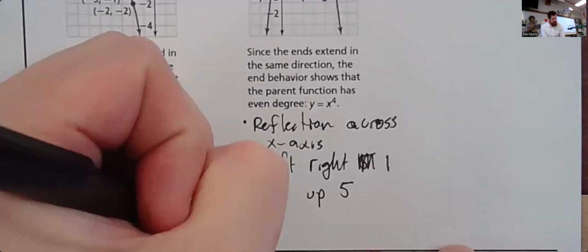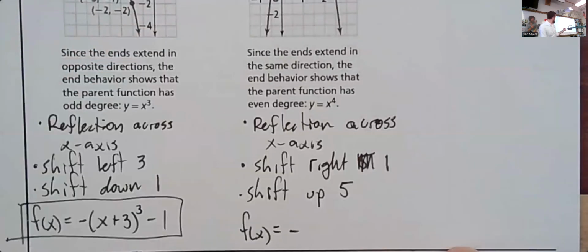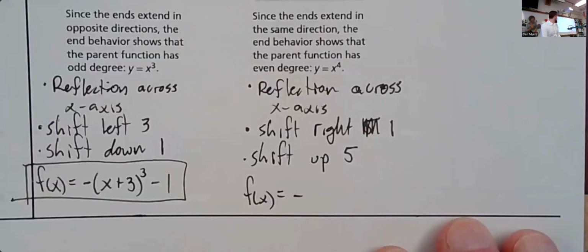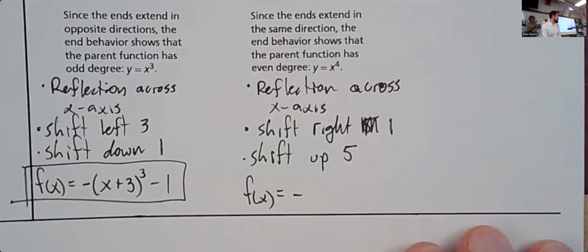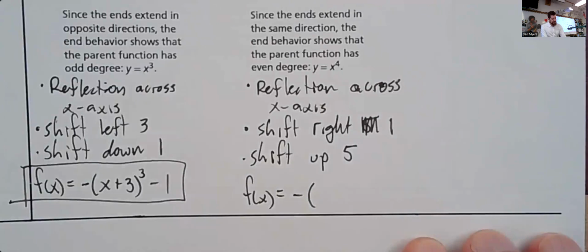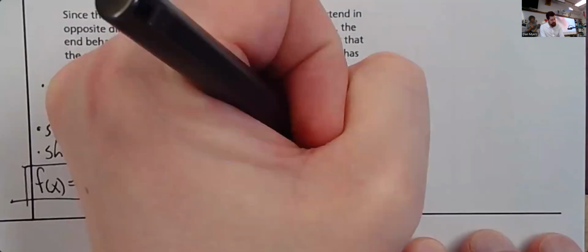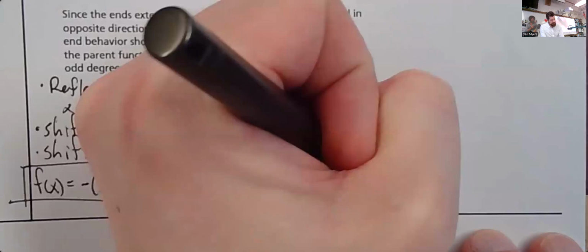So we've got f of x is equal to the opposite of what comes next? Do we use parentheses or not on this one? Yes. Okay, what goes inside the parentheses? X minus 1. What's our exponent? 4. And then what comes after? Plus 5. Nice.